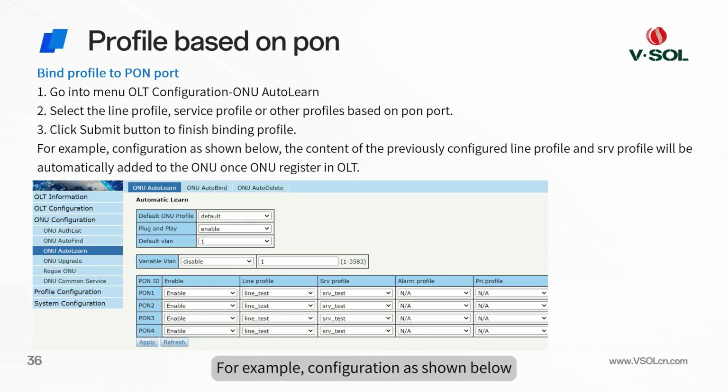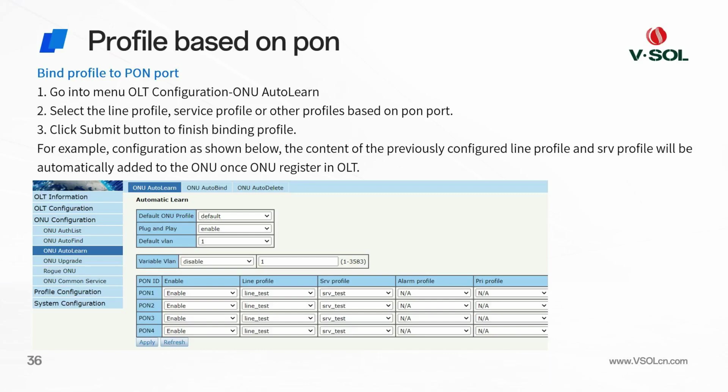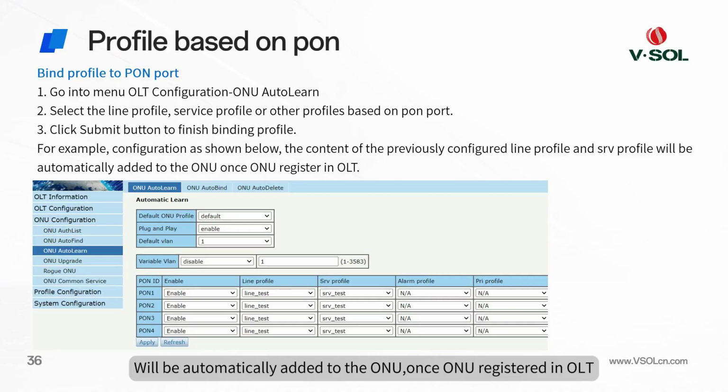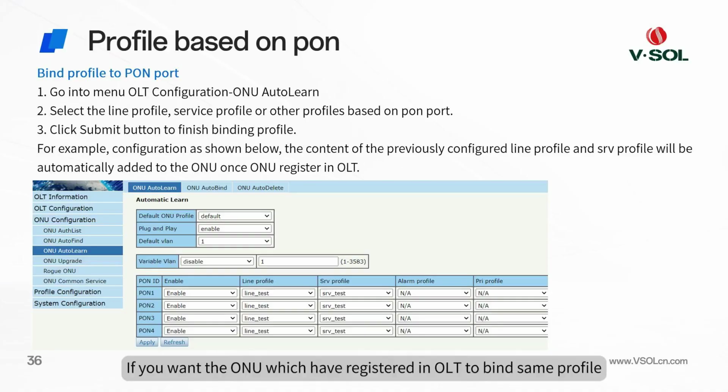The content of the previously configured line profile and service profile will be automatically added to the ONU once the ONU registers in the OLT. Please note that the auto-bind will only affect ONUs which register after you configure auto-bind. If you want ONUs which have already registered in the OLT to bind the same profile, you can delete all ONUs and make them register again.